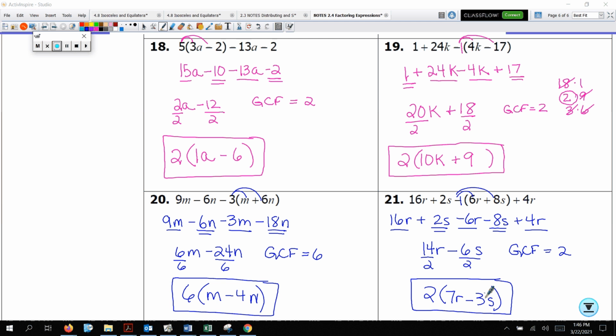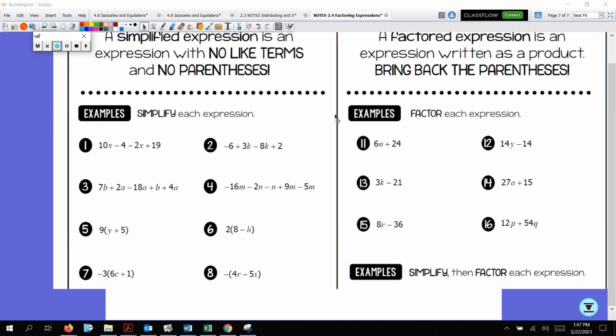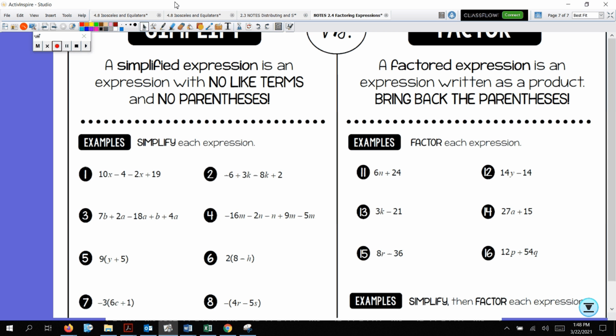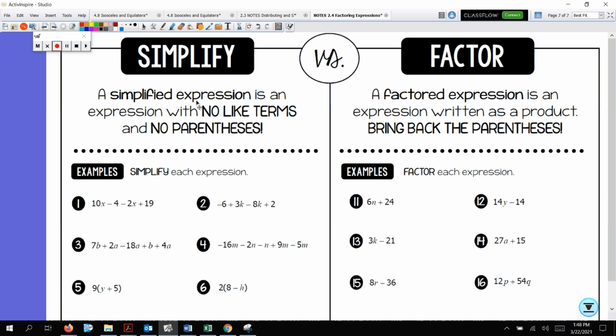All right, so now I want you guys to get out that graphic organizer I gave you, simplify versus factor, and we're going to fill that out, okay? First off, let's just look at this. This is a graphic organizer. This will definitely help you.